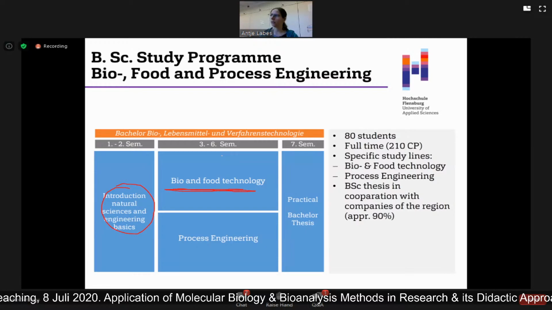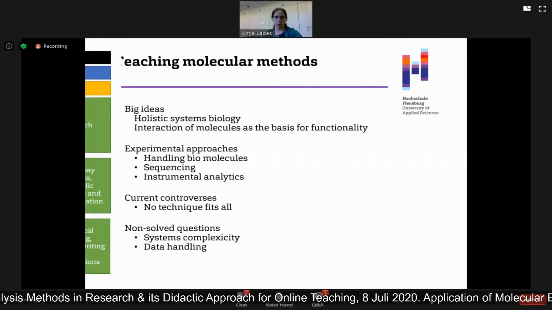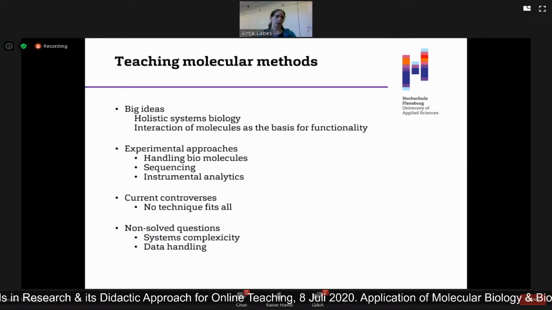So that's why I suggest to do an approach for your specific teaching. And I show that with the example of molecular techniques. So it's always kind of think about those headlines. In your field, what are the big ideas? In your field, what are the experimental approaches? In your field, what are the current controversies? To really show that science is nothing fixed, it's not ready, so it's developing. Yeah, and always, and this is quite interesting for students because this will trigger their curiosity.